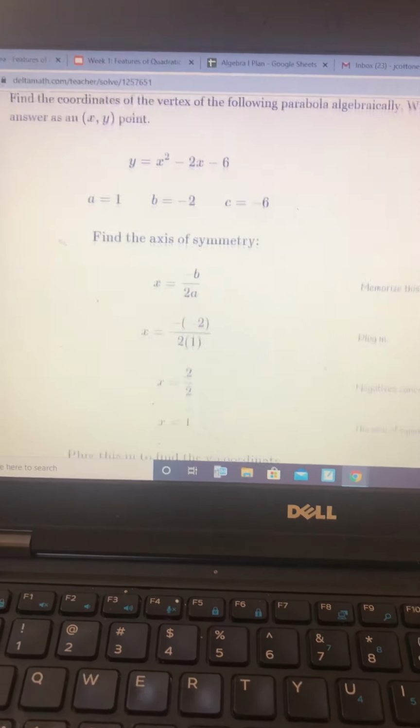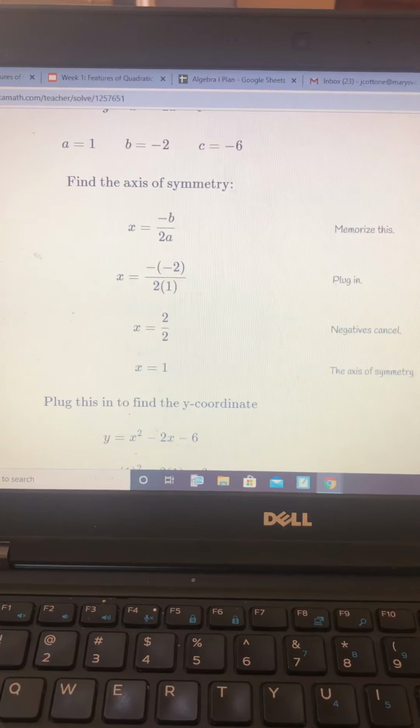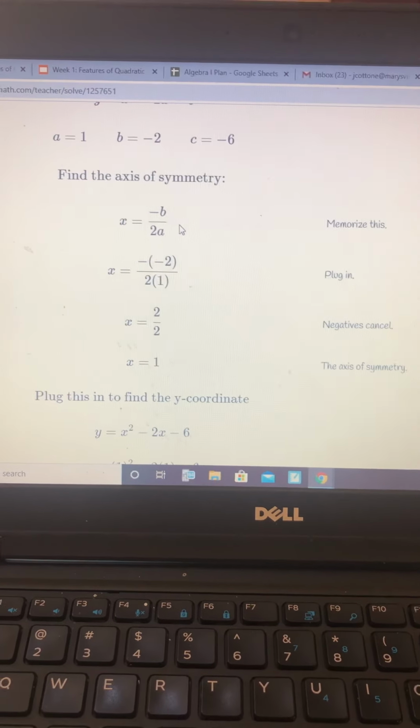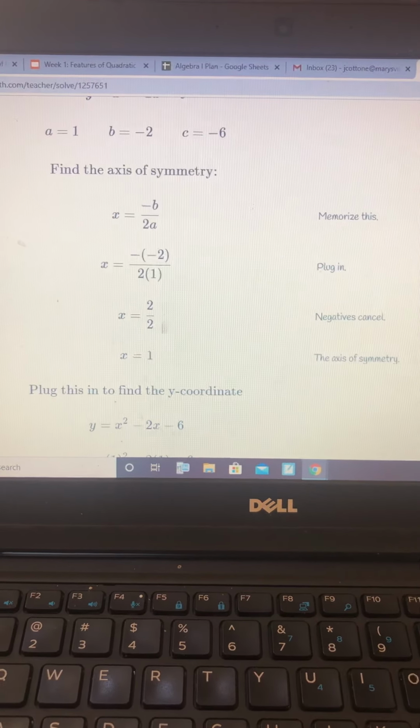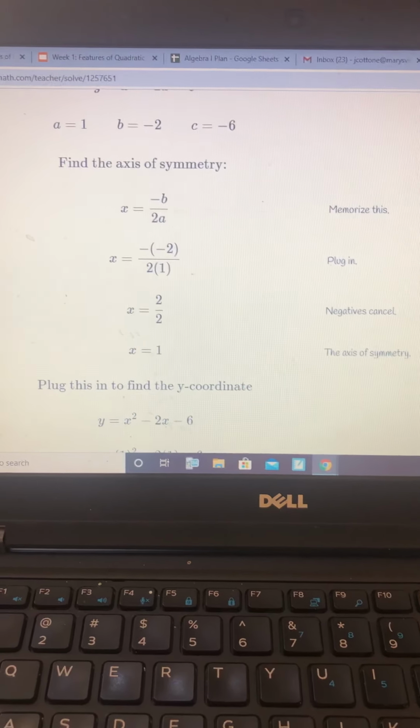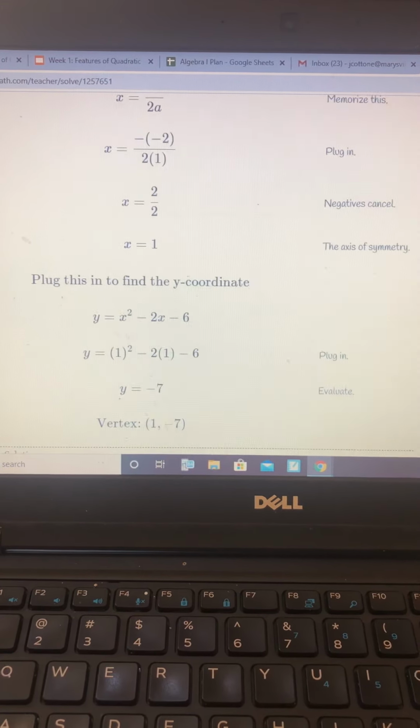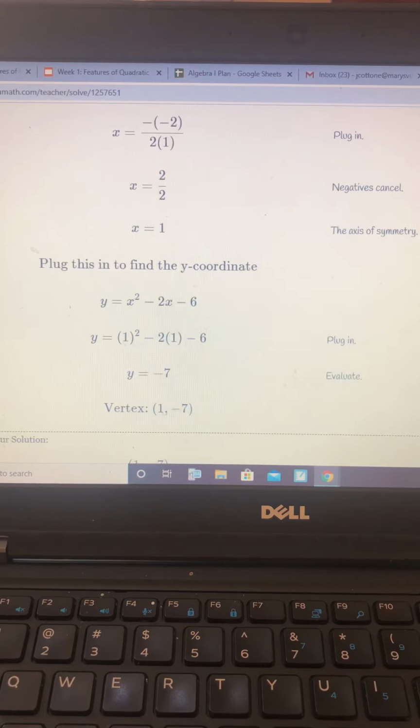Again, you can see their work: identify a, b, and c. You're going to want to use the axis of symmetry formula, substitute in, and get the x part of your point. From there, plug that 1 into the original equation to find the y part of the point.